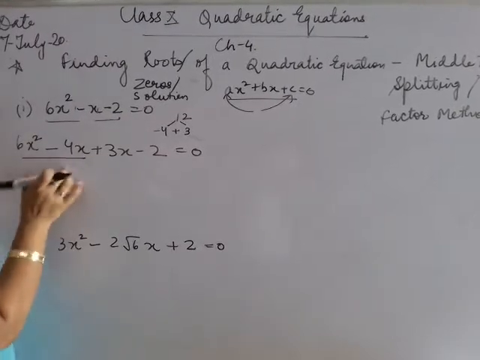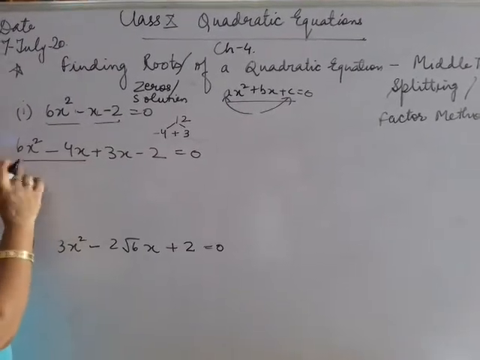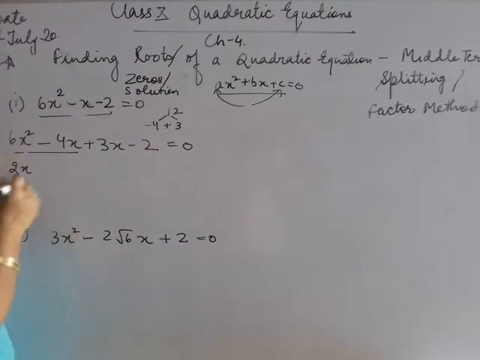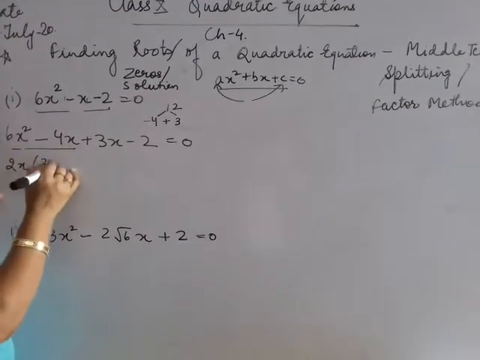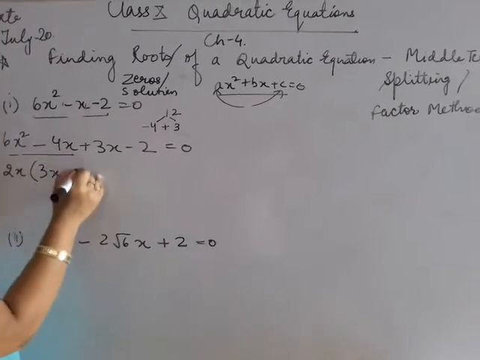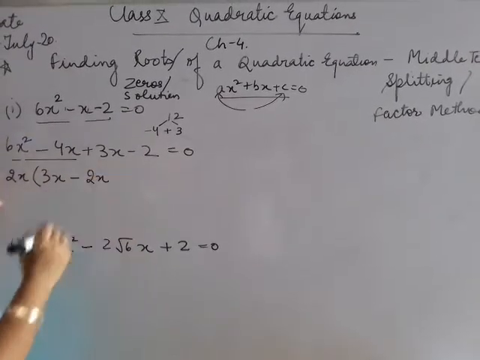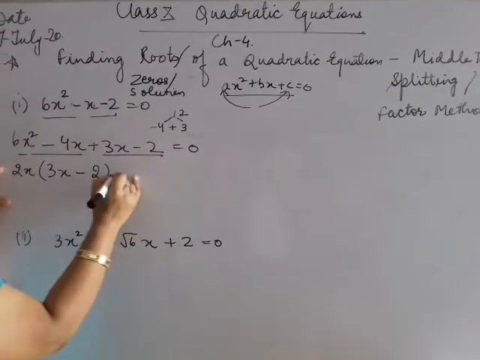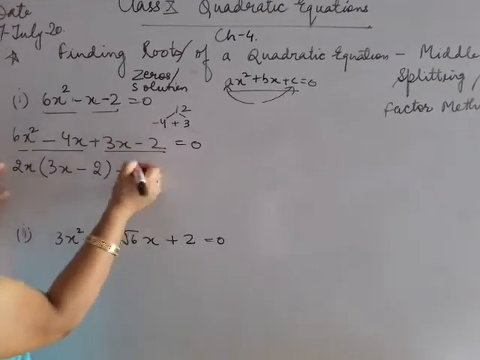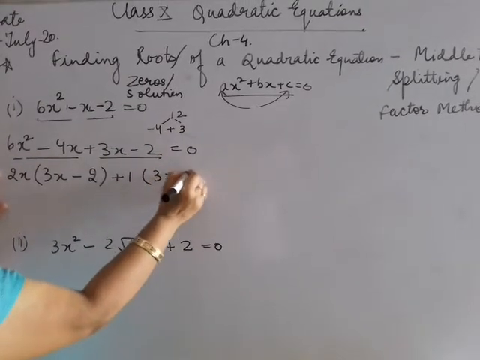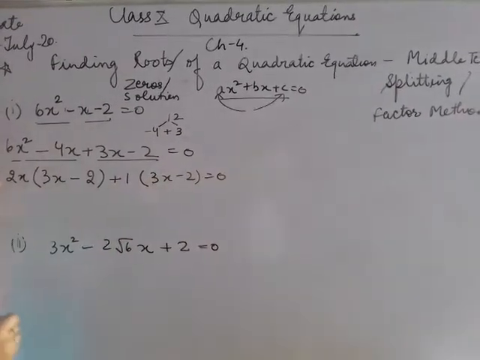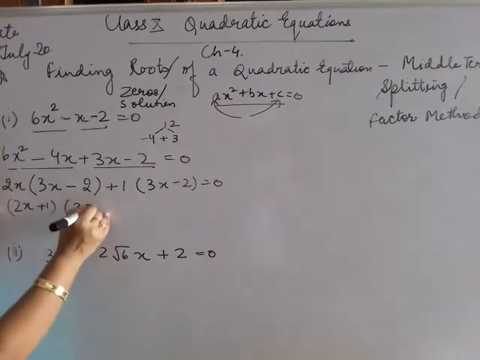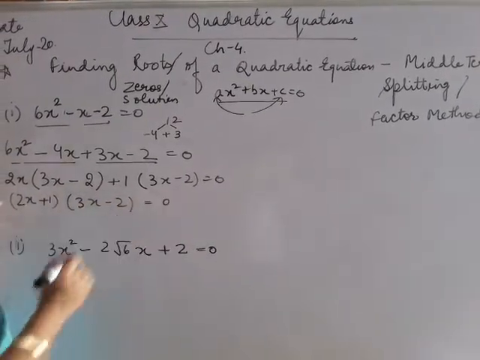Now we will take common between the first two terms. The common factor is 2, since 2 threes are 6 and 2 twos are 4. So 2x is common, we will take 2x common. We are left with 3x minus 2. Then from the next two terms we take 1 common, because nothing else is common. So 3x minus 2 is left. So the factors are 2x plus 1 and 3x minus 2, equal to 0.